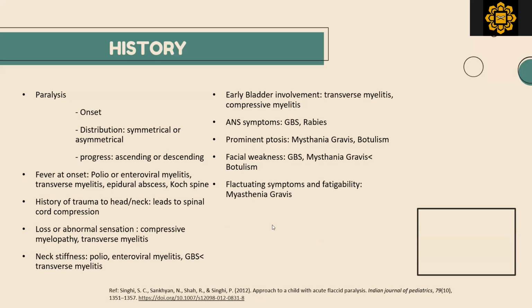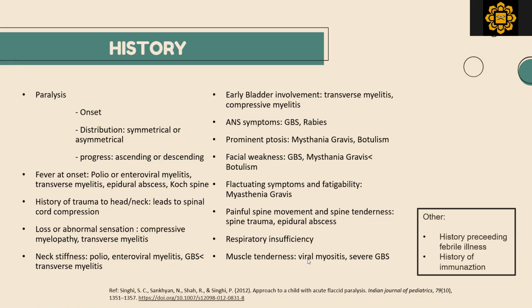If there are fluctuating symptoms or fatigability, this means that at an early time of day they didn't have any weakness, but over prolonged use of the muscle or any activity, they start to have weakness. So it may suggest myasthenia gravis. If there is a painful spine movement or spine tenderness, we must be suspicious of spine trauma or an abscess settling there. Or if there is respiratory insufficiency, this may guide how we intervene, because there is respiratory muscle involvement. And if there is muscle tenderness, we might suggest viral myopathy, like viral myositis, or severe Guillain-Barré syndrome can also affect the muscle.